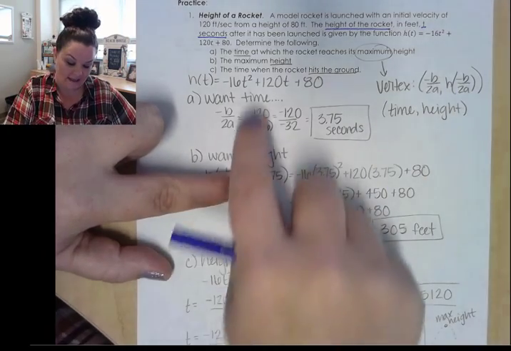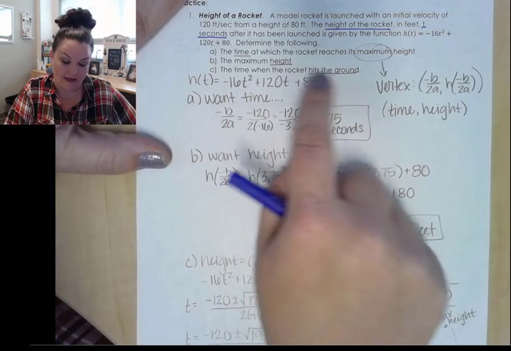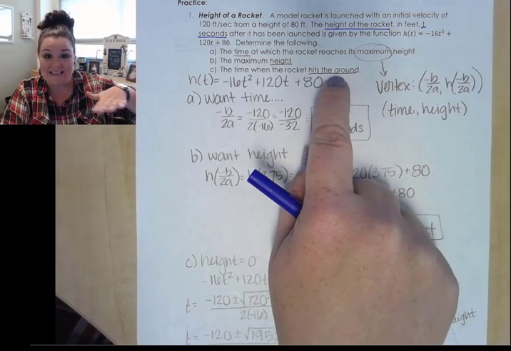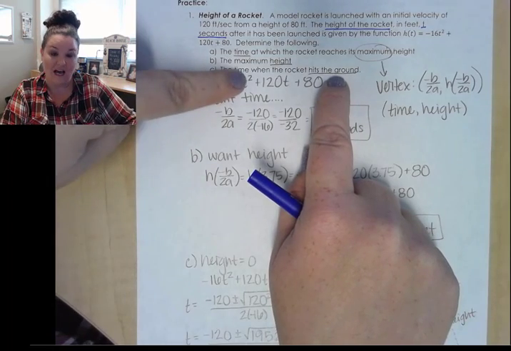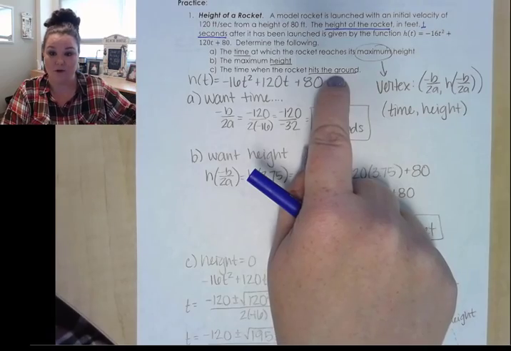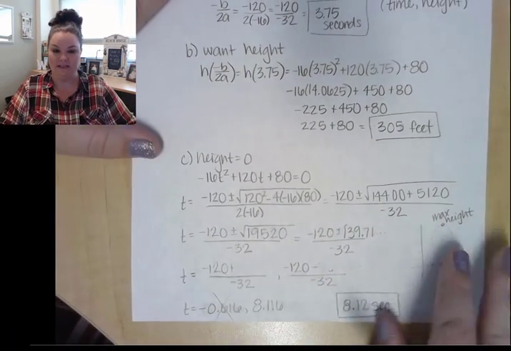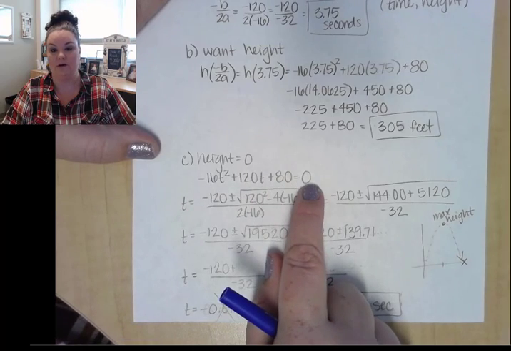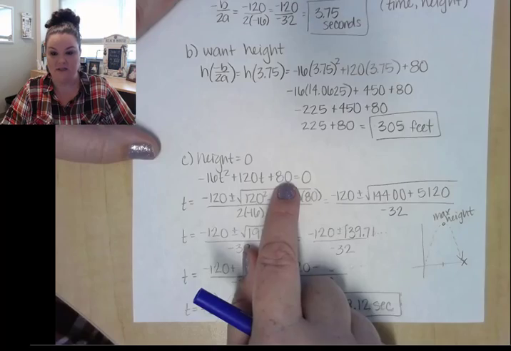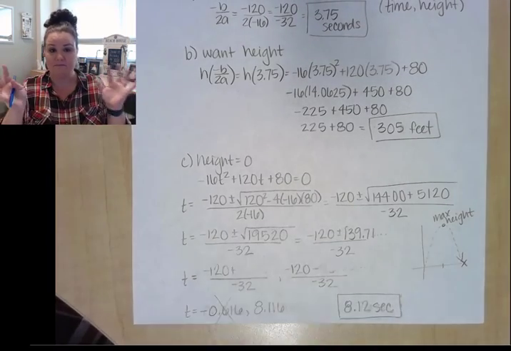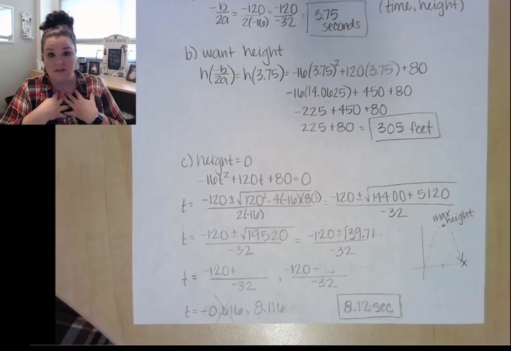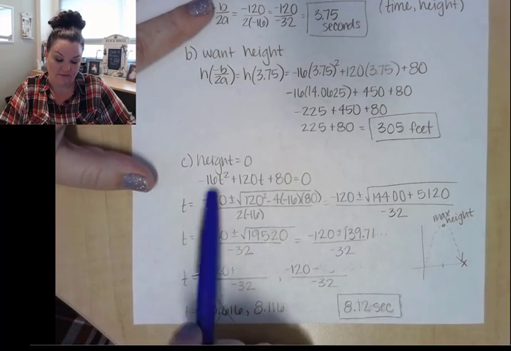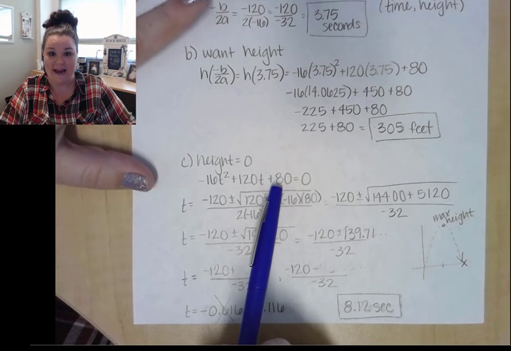Part C says that we want the time when the rocket hits the ground. When something hits the ground, its height is 0. So we're looking for the time where the height is 0. All we're going to do is plug 0 in for our height, or in other words, set our function equal to 0. And then in order to solve this, you could try to factor it. I default to the quadratic formula. So you plug in negative 16 for a, 120 for b, and 80 for c.